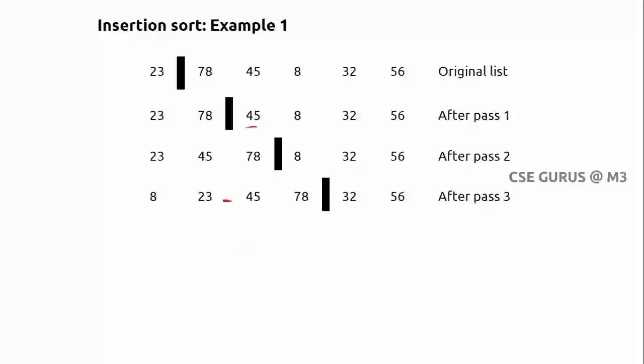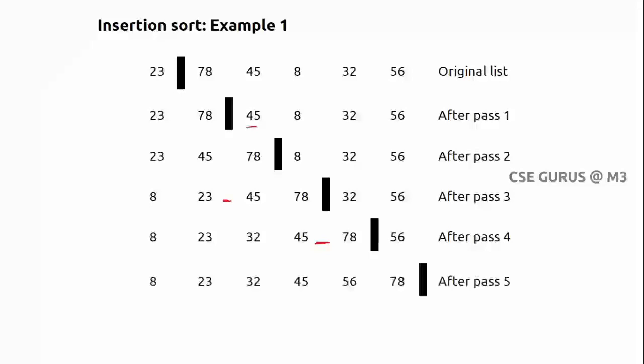So you can see 8, 23, 32, 45, 78, and the last one, 56. 56 is less than 78, true. 56 is less than 45? No. So the position is here. So whenever the condition is false, then you stop there. Is that right? So this is what insertion sort is. You can see here, of course, only 6 elements are there.